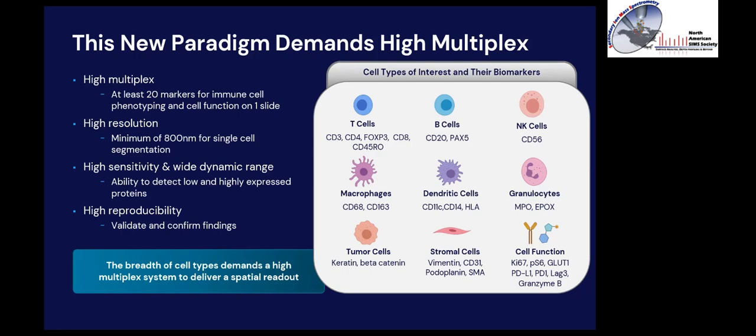tissue into individual cells. We need a high sensitivity and wide dynamic range because many of these different proteins are expressed at different levels. And so to be able to simultaneously image them, we have to be able to image high concentration or highly expressed proteins at the same time as low expressed proteins. And we also need high reproducibility, as any other analytical technique does. And so the breadth of cell types that we want to image, measure, and spatially profile requires a high multiplex system to deliver this type of spatial readout.